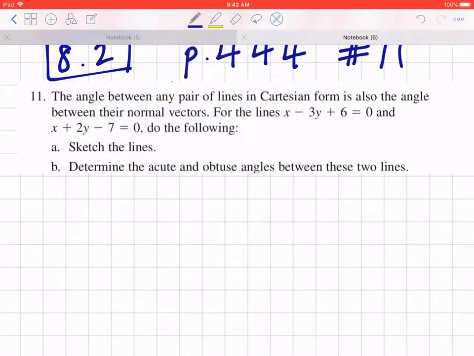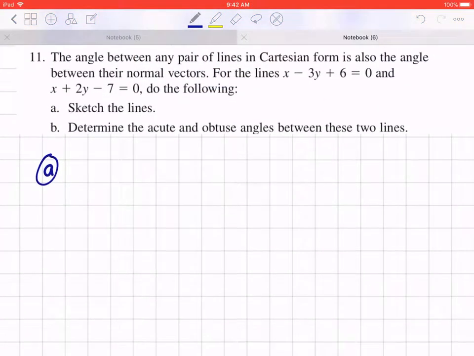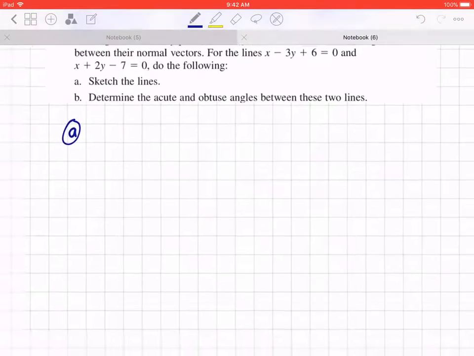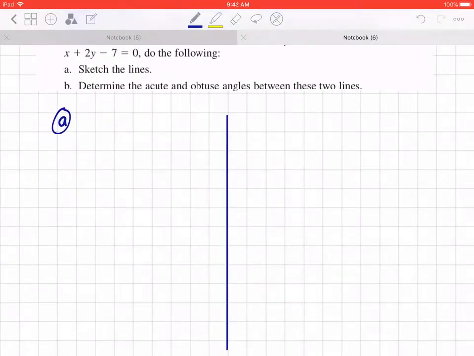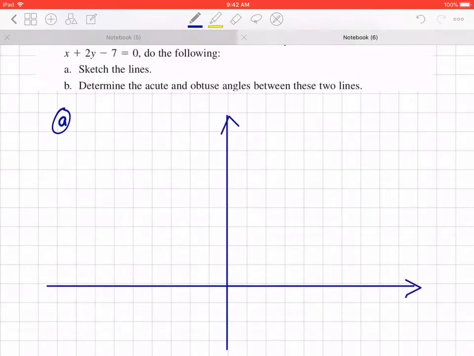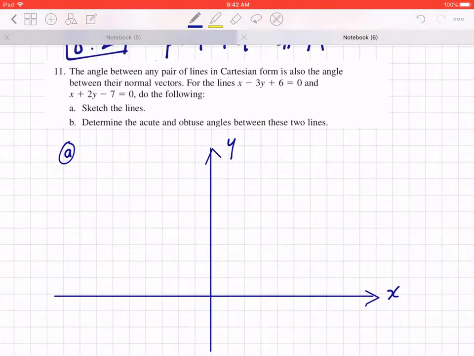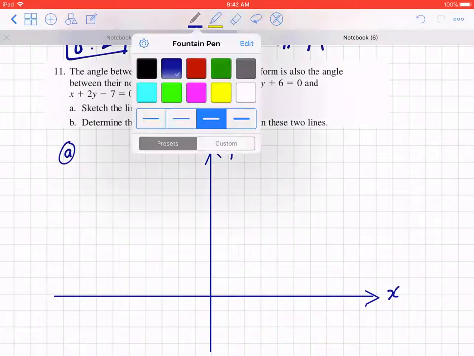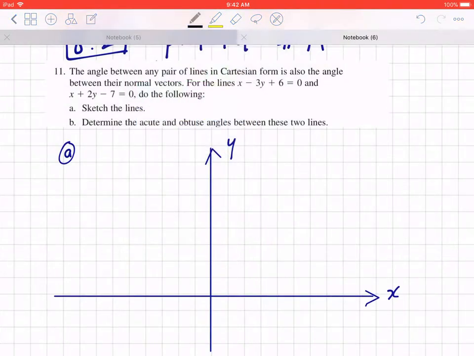So part A, draw a diagram, and as you're thinking about these two lines, there's a couple ways of doing this. One method is to start with the y-intercept and looking at the slope. A second method is to look at the xy intercepts. So by inspection, in the first case, the line is going to be x minus 3y plus 6 equal to 0.